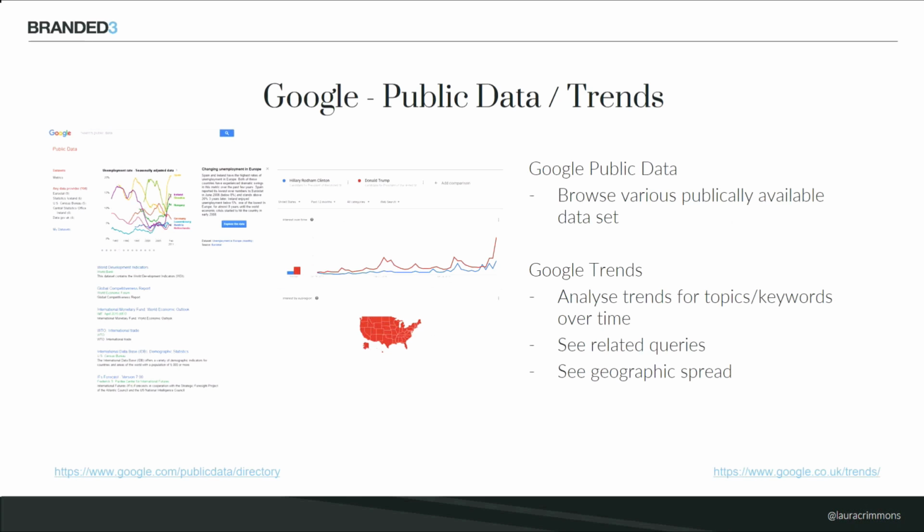Google, so both the Google public data, which pulls through various different data sets. So that actually pulls through some of the data sets on data.gov.uk, but it also pulls through a range of others as well. And again, you can browse through reports on there, or you can search as well if there's something in particular that you want to look at. So really useful thing to have a look at.